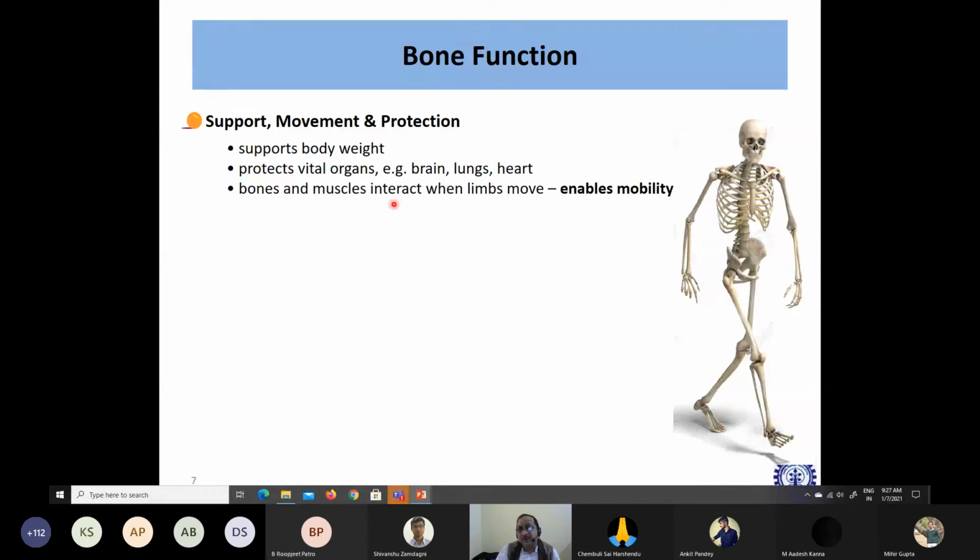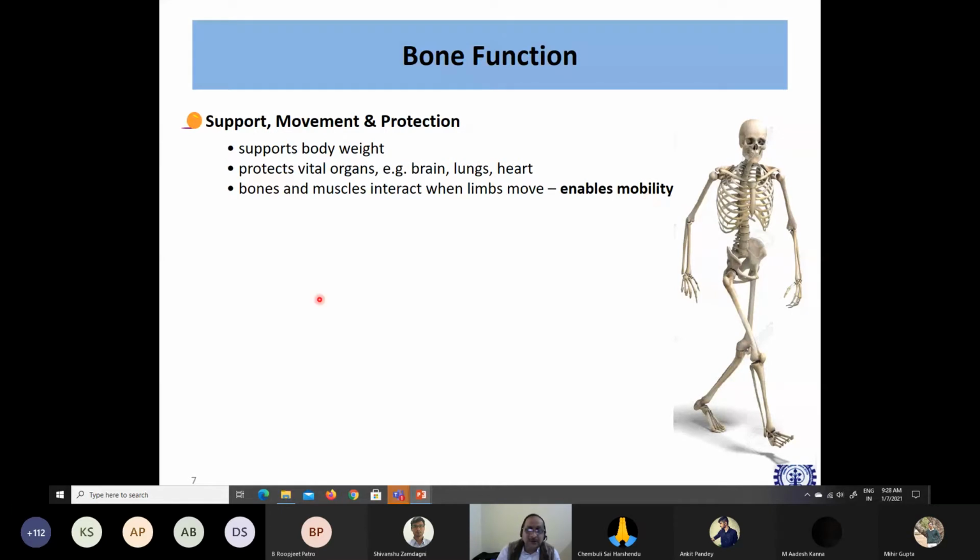Bones and muscles interact when the limb moves. Due to this interaction between bones and muscles, it enables mobility.